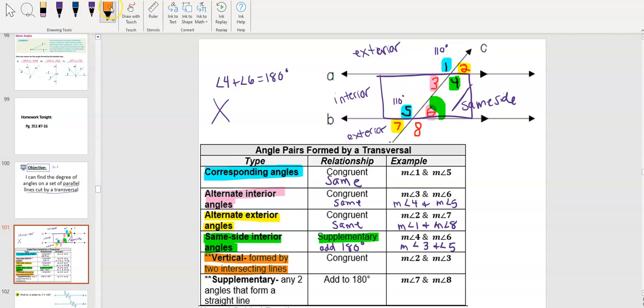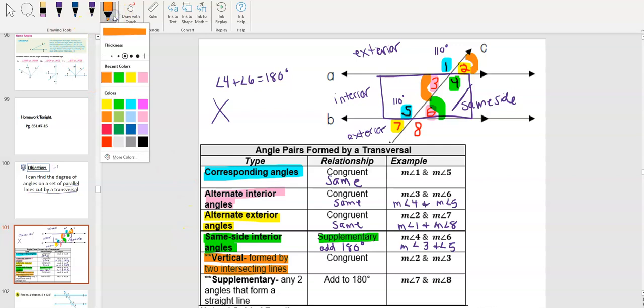So angle 2 and angle 3 are examples of vertical angles. Angle 1 and angle 4 are vertical. Angle 5 and angle 6 are vertical, and angle 8 and angle 7 are vertical. They are across from each other in those intersecting lines. So those are important to know.